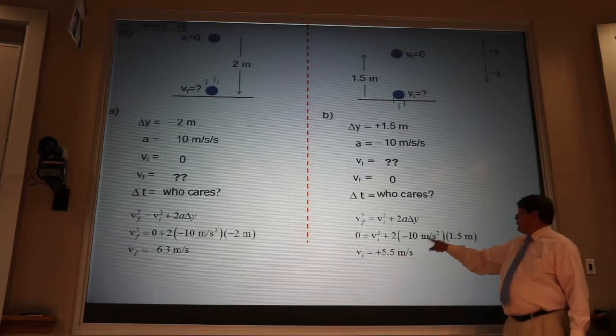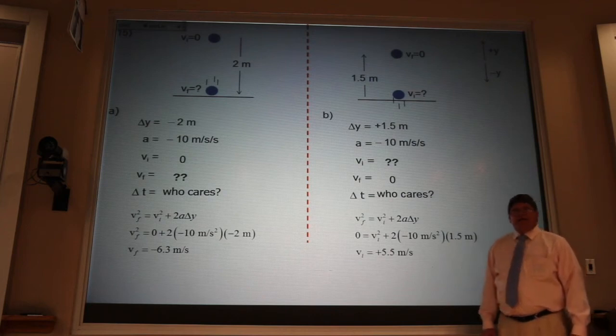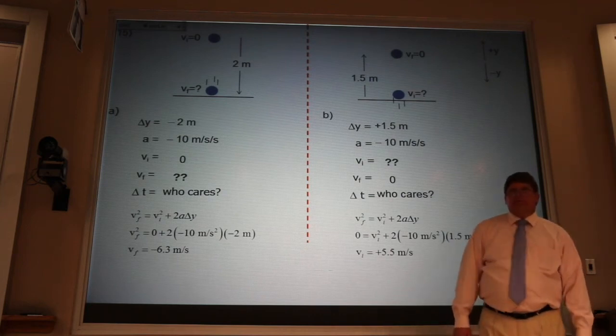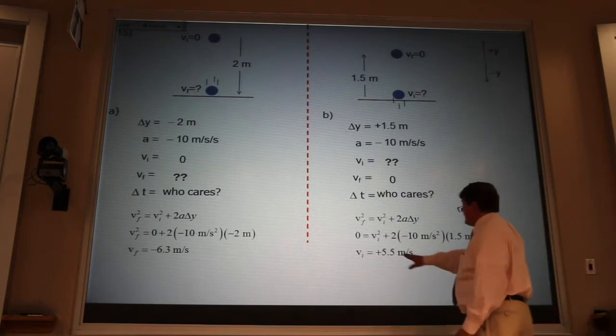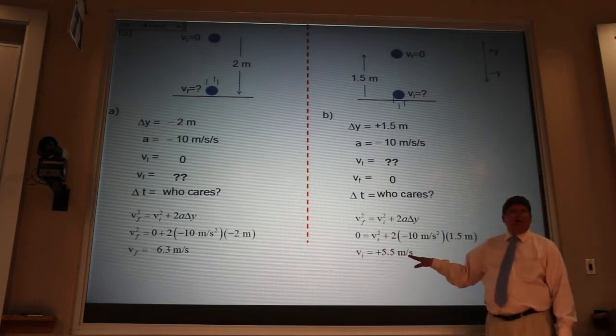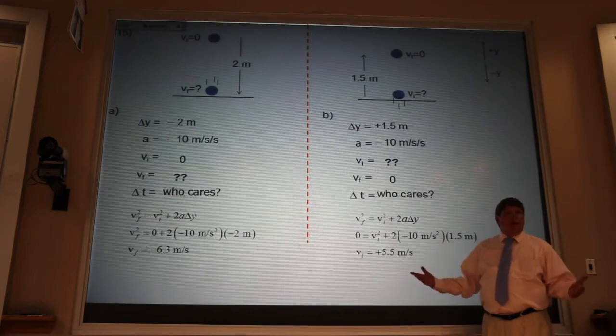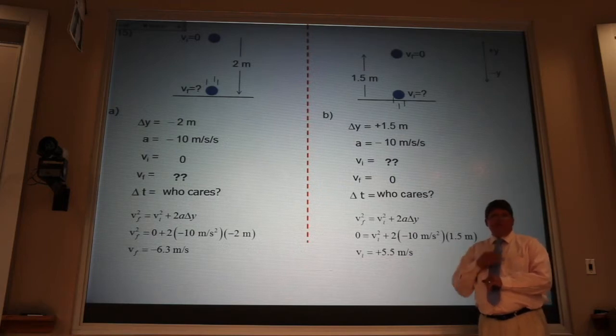If I didn't have one of these negative and one positive, again, I'd be taking the square root of a negative number, and that would be a problem. Now here, the answers are a plus 5.5 meters per second or a minus 5.5 meters per second. Since it's traveling up, I chose the positive.